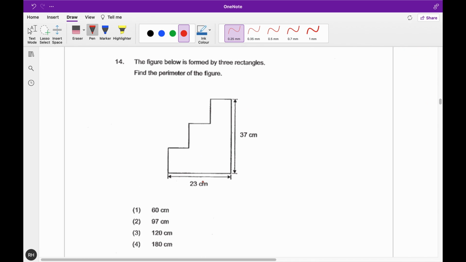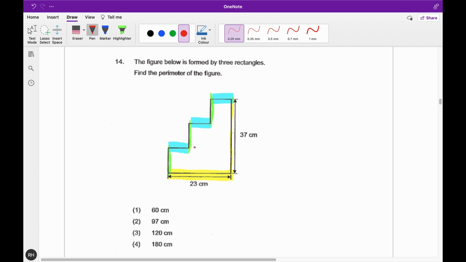Question 14. The figure below is formed by 3 rectangles. Okay, find the perimeter of the figure. Alright, so this is a very commonly tested question. So this part here is the same as this part plus this part plus this part. Right, and then this part here is the same as this part plus this part plus this part.